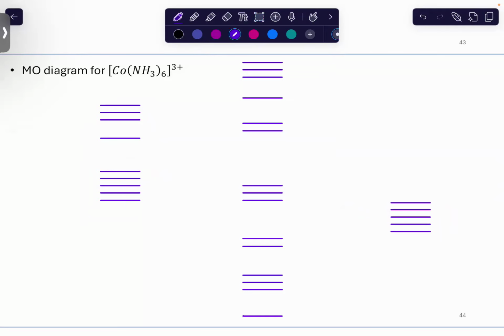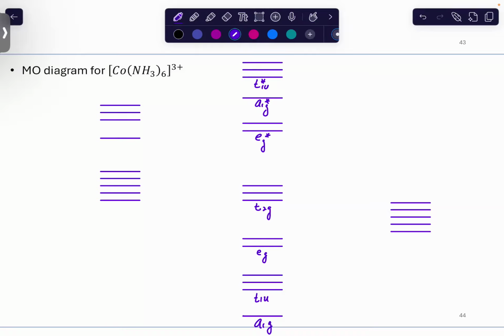Okay, now I can start putting in, this is my A1G level, T1U, EG, T2G, and then of course you remember that every single level has to have its counterpart anti-bonding level. And again, you're going higher in energy really based off repulsion.